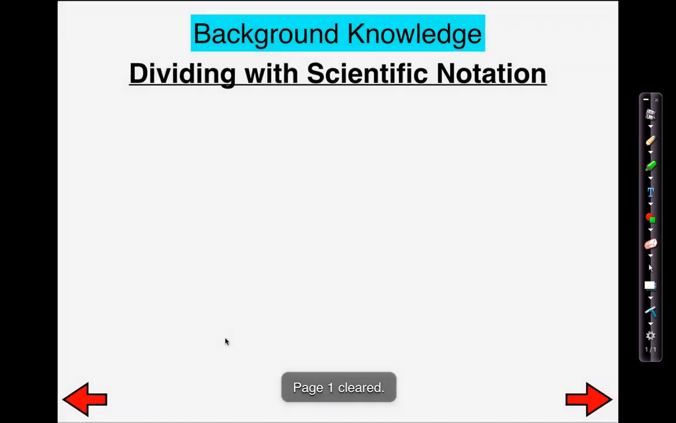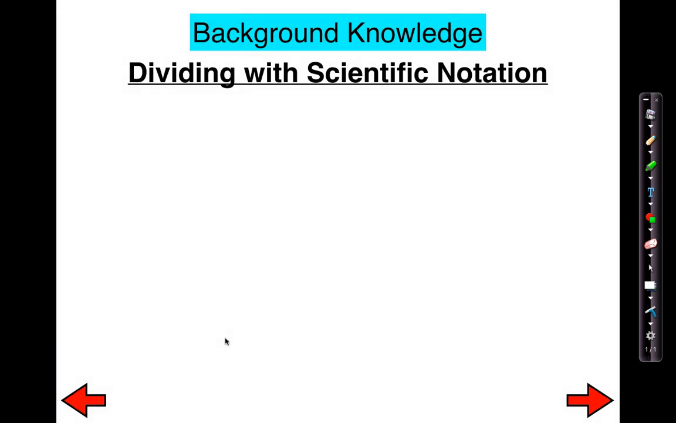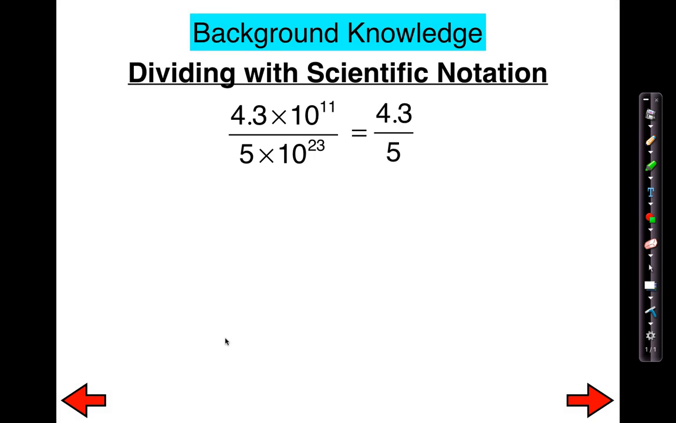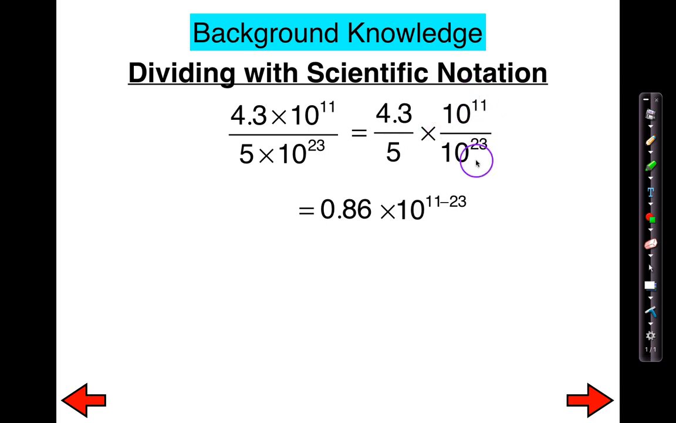Okay, let's quickly also recall how we did division with scientific notation. We gathered the coefficients together, so 4.3 divided by 5. Then we're going to multiply it by the exponents, so 10 to the 11th over 10 to the 23rd. 4.3 divided by 5, it gave me 0.86. Now for the exponents, you're going to do 10 to the 11 minus 23. I am subtracting the exponents because a fraction is technically division. Division is repeated subtraction.